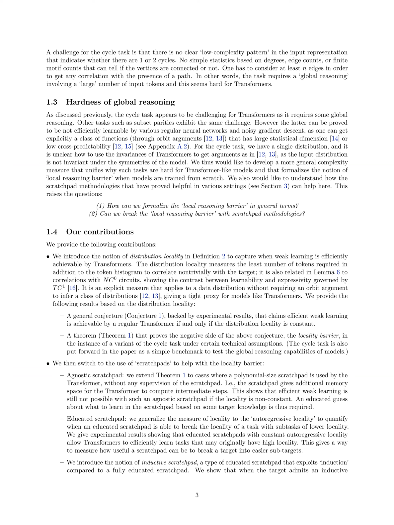Additionally, a theorem is presented that proves the negative side of the conjecture in the instance of a variant of the cycle task under certain technical assumptions. Furthermore, the paper explores the use of scratchpads to help with the locality barrier, introducing agnostic scratchpads and educated scratchpads. Experimental results are provided to show how educated scratchpads with constant autoregressive locality allow transformers to efficiently learn tasks that may originally have high locality.